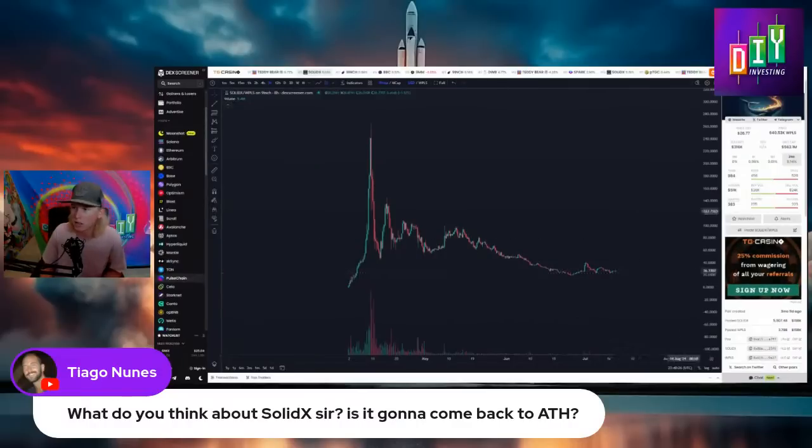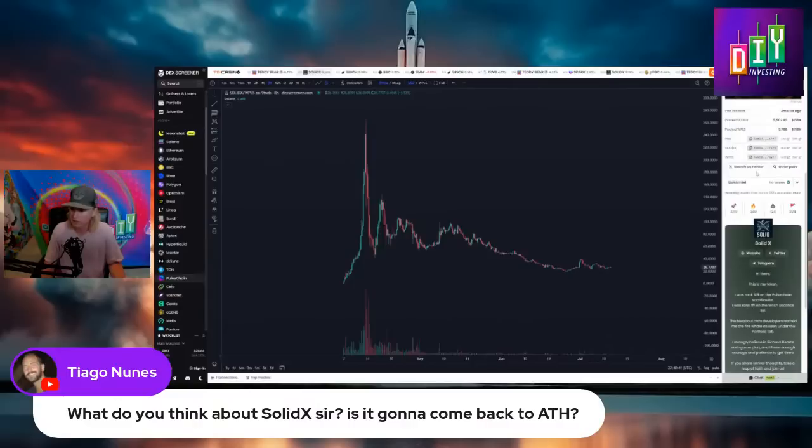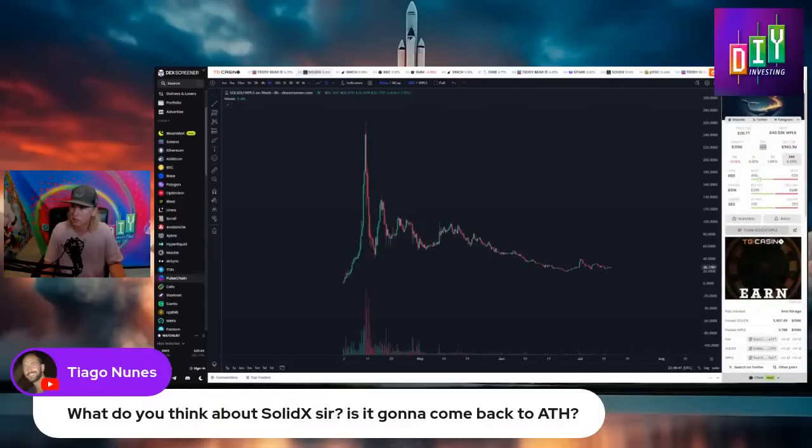And the great thing about SolidX is, 316K liquidity is okay. But the market cap is approximately 500 million. And I think that it's probably 100% circulating, not for sure on that. But the supply of SolidX is tiny. I think there's like, I don't remember how many there is, to be completely honest.